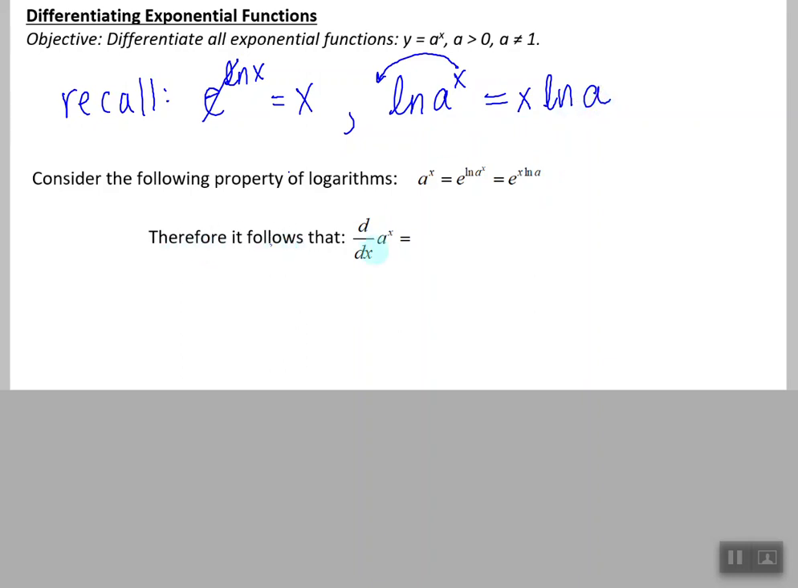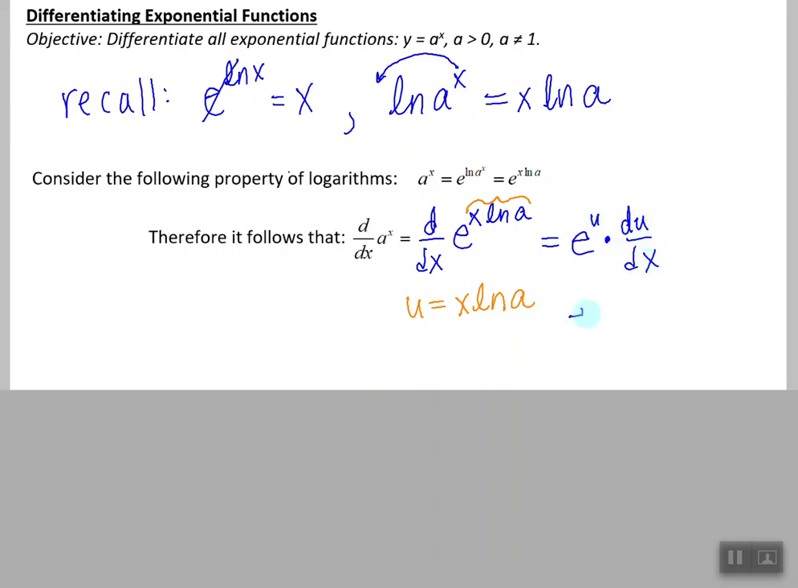Therefore, it follows that the derivative with respect to x of a to the x is the same as saying the derivative with respect to x of e to the x times natural log of a, since a to the x is equivalent to e to the x natural log of a. Well, if we think of this as a composite function where this part right here is the inside, u is x natural log of a, then when we take that derivative, it looks like this. E to the u times du dx.